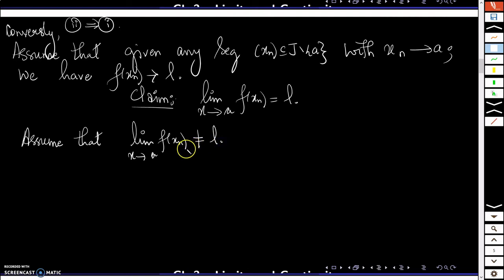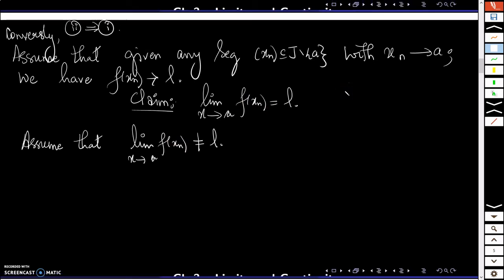Okay, so this is the assumption that this limit is not equal to L. We have to arrive at a contradiction. So what will be the contradiction is, we have to find a sequence xn which converges to some point A, and then we'll have to show that f of xn does not converge to L. So that will be a contradiction to this assumption, which I'm calling, let's say, double star now. Okay, so I have to arrive at a contradiction for double star.